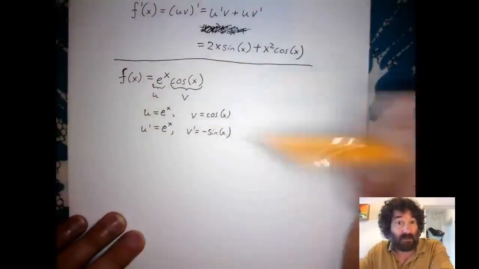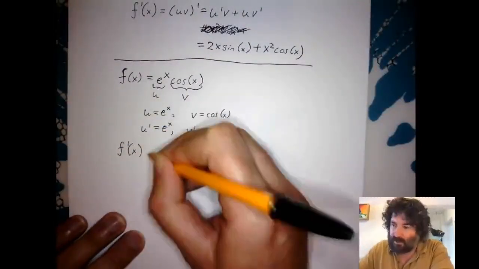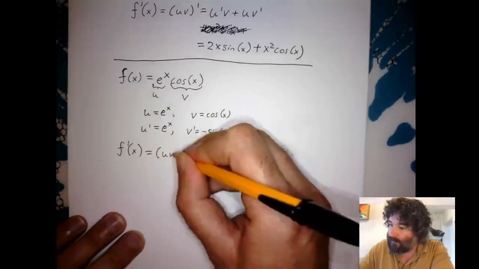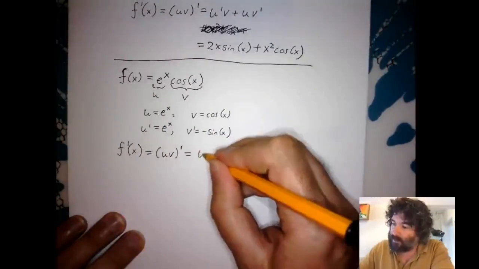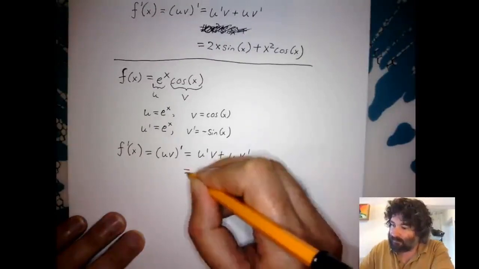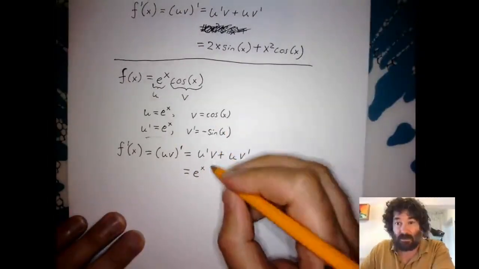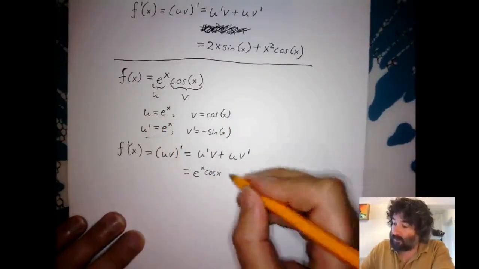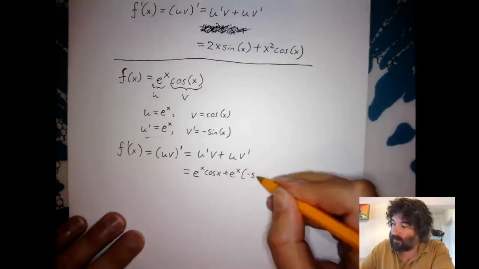Okay, and so then we have everything we need to apply the product rule. The derivative of this function f is equal to the derivative of u times v. And so the product rule says this is u prime times v plus u times v prime. u prime is the same as u in this case, so e to the x, v is cosine x. And then we have u, e to the x, v prime is negative sine of x.